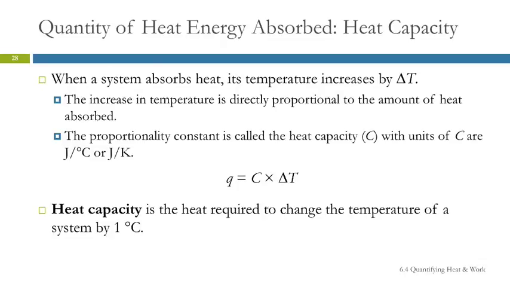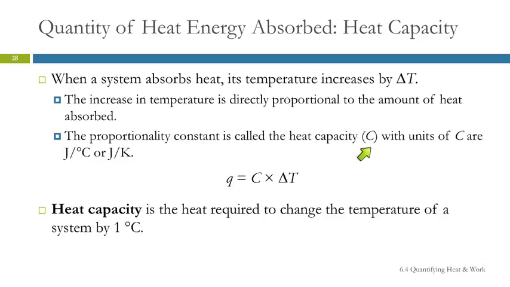So if a system absorbs heat, its temperature goes up. And that change in temperature is called delta T. The increase in temperature is directly proportional to the amount of heat absorbed. If it absorbs more heat, the temperature change is larger. If it absorbs less, the temperature change is less. It's proportional, there's a proportionality constant, and that is called heat capacity.